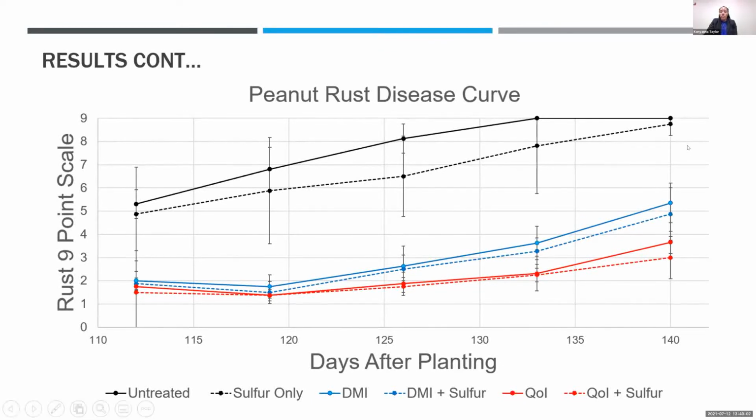So looking at where the QoI treatment alone performed significantly better than the DMI alone. And then we see the same pattern. The QoI plus sulfur performs significantly better than the DMI plus sulfur. Adding sulfur did not significantly reduce rust except for this final assessment date.